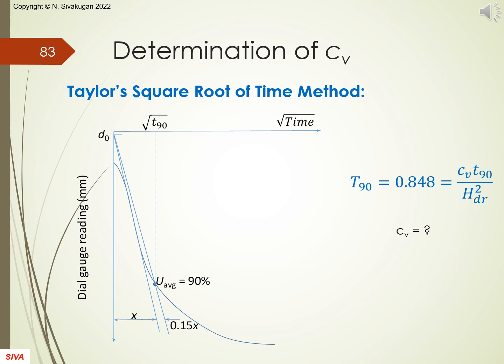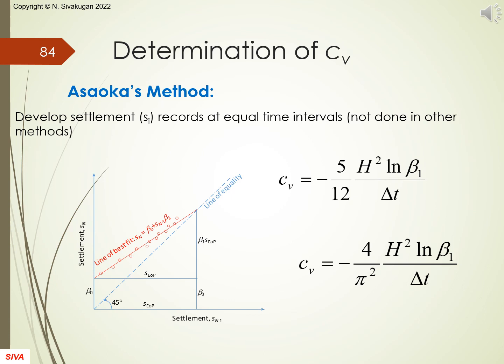In Taylor's method, square root of time is shown on the x-axis. The linear portion of the plot is extended backwards to meet the y-axis, defining D0. The point corresponding to 90% average consolidation is identified as shown in the figure. From t90, Cv is determined.